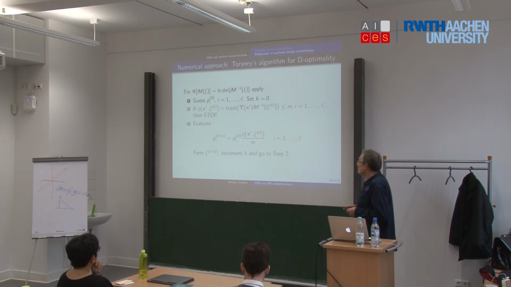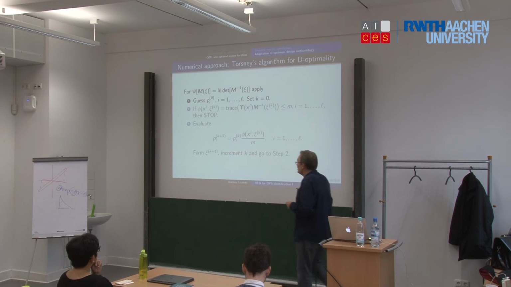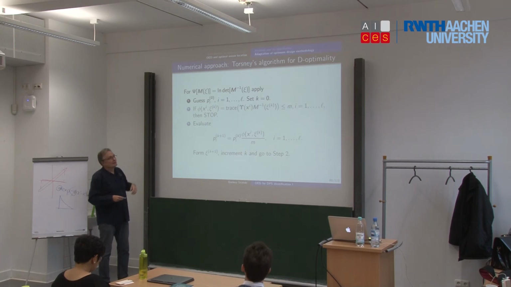How does it work? We guess initial weights. The algorithm will converge irrespective of the initial set of weights, maybe longer or shorter, but it will converge. So in practical implementation, we most often set these weights equal to one another, and then start the algorithm. The main assumption here is that the weights for all candidate points should be non-zero.